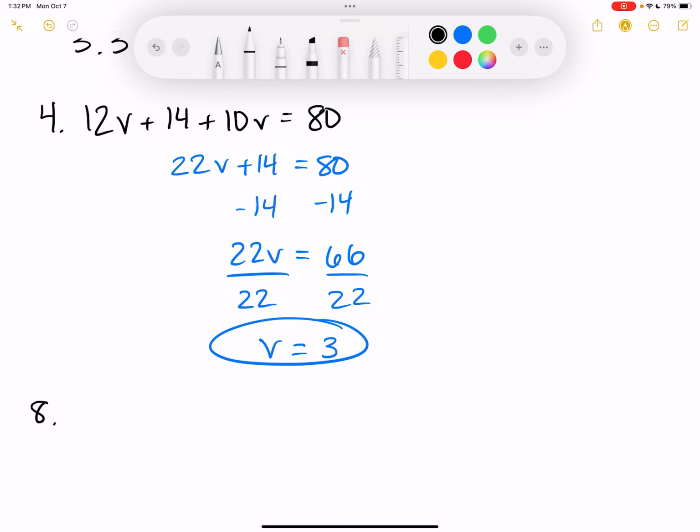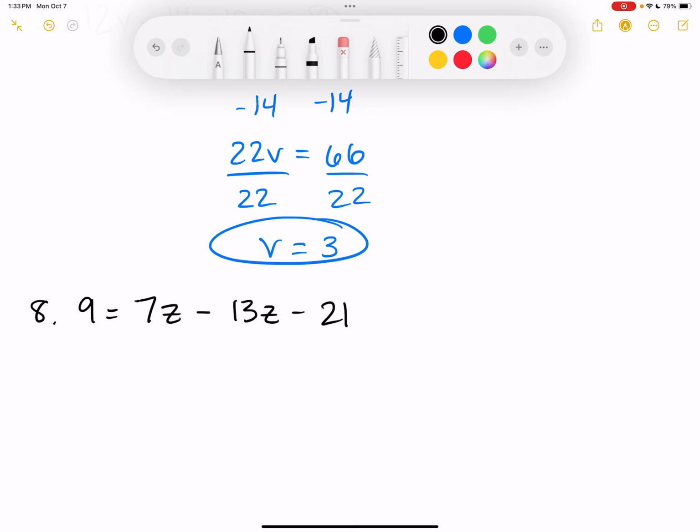Next, 9 equals 7z minus 13z minus 21. So I need to combine like terms. The like terms are 7z minus 13z. So what do I get when I combine those? Negative 6z and then minus 21.